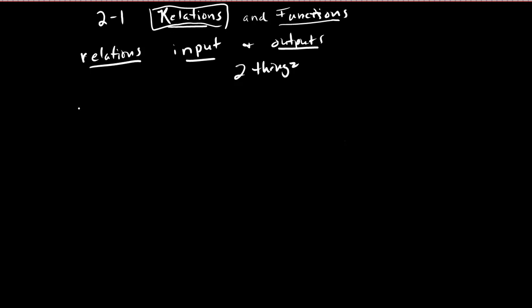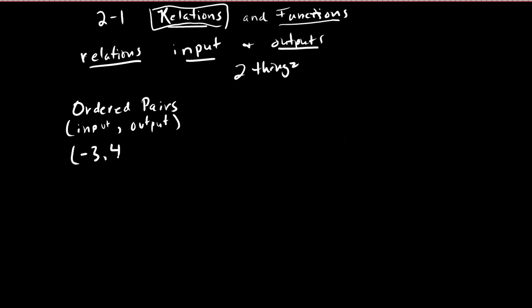The first way we can represent a relation is in what is called ordered pairs. And in an ordered pair, you have an input value and an output value, and they're inside parentheses with a comma in between. So, for example, (-3, 4), (3, -1), (4, -1), and (4, 3).